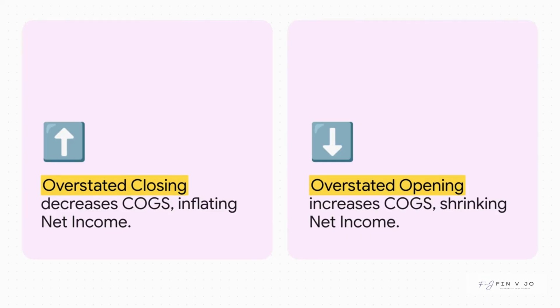Because closing inventory is subtracted, if you artificially overvalue your closing stock, you shrink your cost of goods sold. And lower costs mean an artificially inflated, overstated net income. The company suddenly looks way more profitable than it really is. On the flip side, overstating your opening inventory does the exact opposite. It understates net income. Understanding the seesaw relationship is literally exam gold.